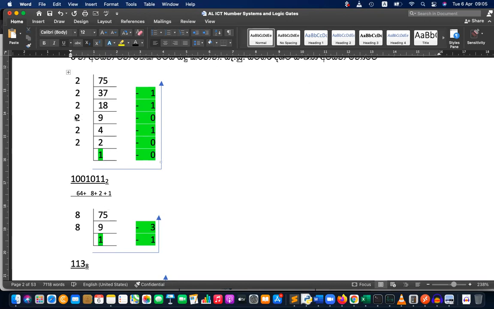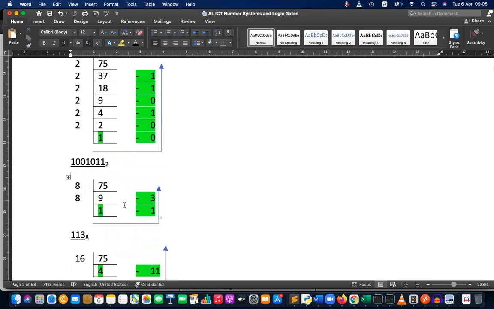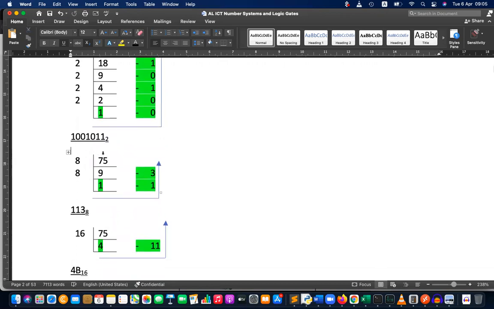So decimal to binary conversion is done by dividing. Binary to decimal conversion is done by finding the positional values and adding them. Right? Okay, so this is the same for other number systems. For example, take octal. If you want to convert 75 to octal, you divide by 8.